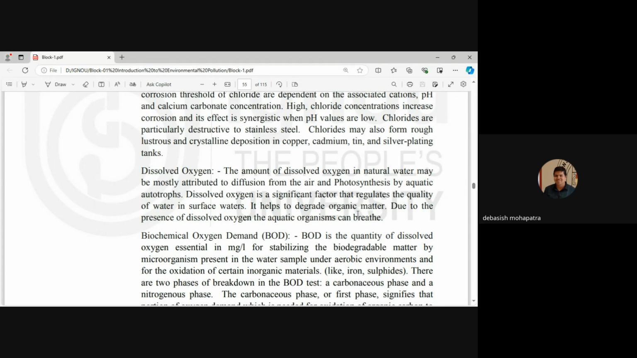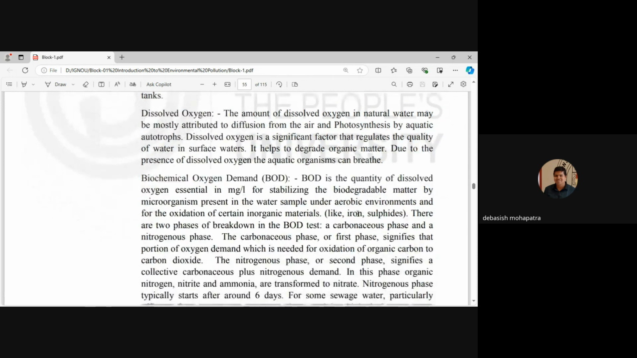Then biochemical oxygen demand is the quantity of dissolved oxygen essential, in mg per liter, for stabilizing the biodegradable matter by microorganisms present in the water sample under an aerobic environment, and for the oxidation of other inorganic materials such as iron and sulfide. This is called biochemical oxygen demand, or BOD. So it is the oxygen which is required by living organisms.